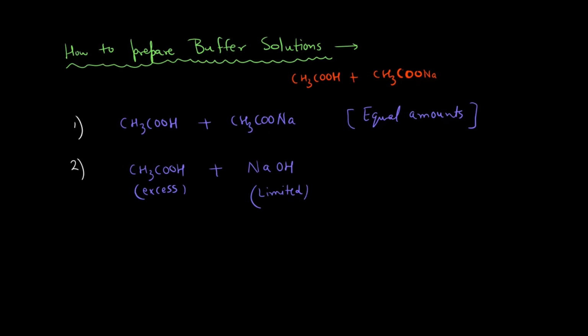Suppose I take 200 moles of acetic acid and 100 moles of sodium hydroxide. Acetic acid will react with sodium hydroxide to form sodium acetate. So 100 moles of sodium acetate will be formed, and the leftover 100 moles of acetic acid will be there. So we will get an acidic buffer, with sodium acetate 100 and the leftover 100 of acetic acid.